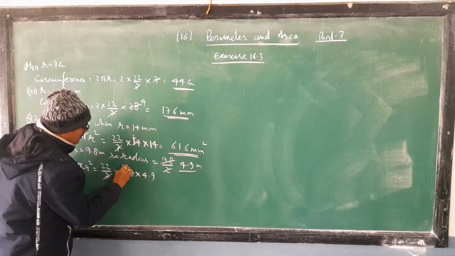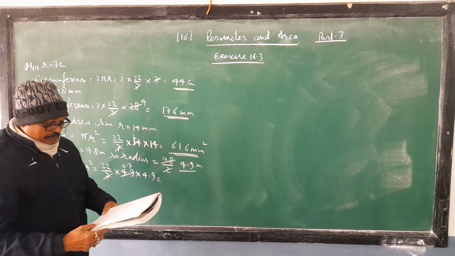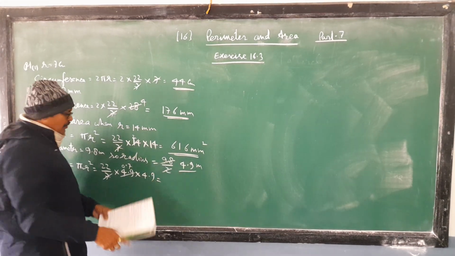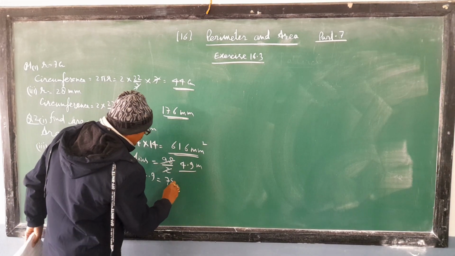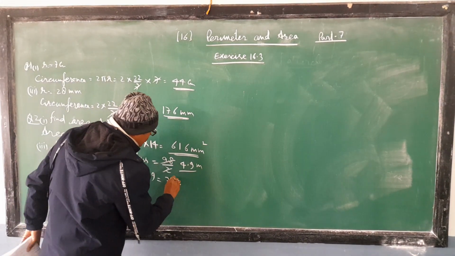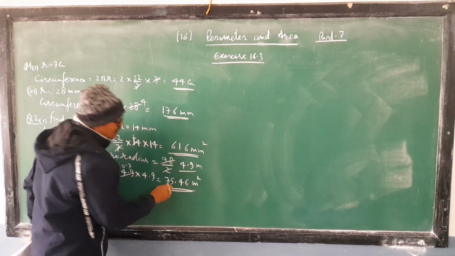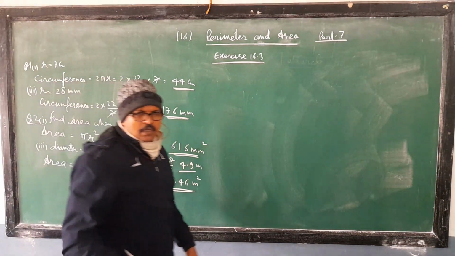22/7 into 4.9 into 4.9. 7 into 49. You multiply, then you will get 75.46. 75.46 meter square. Question number 2, all of you note.